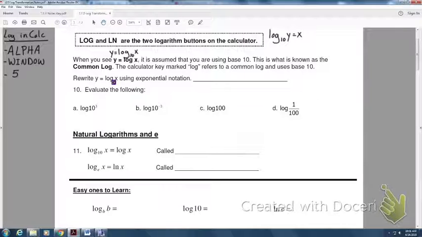So whenever I fish hook this, where do I start? At the base. I'm going to start at the base. So I've got 10. Then I go to where? To the power of x equals what? Y. Okay. Or y equals 10 to the power of x. However you want to write that.